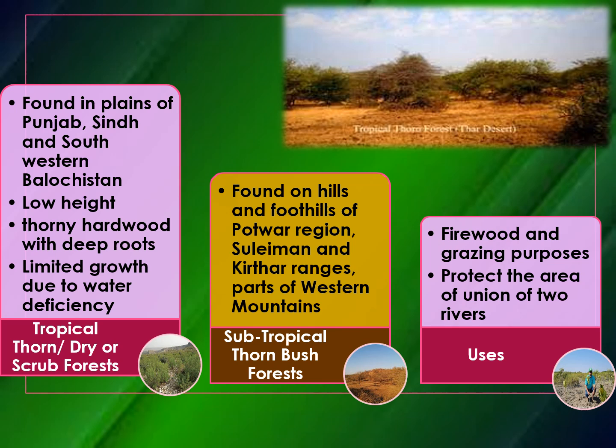Now, if we talk about the subtropical thorn bush forest, they are found on hills and foothills of the Potwar region, lower Himalayas, Suleiman and Kirthar ranges, parts of western mountains like Waziristan, Peshawar, Kohat and Mardan, and above the Makran coast range. If we talk about the uses of these both forests, which are almost the same, they provide firewood, are used for grazing purposes for the animals, and protect the area of union of two rivers. They protect the watershed actually.